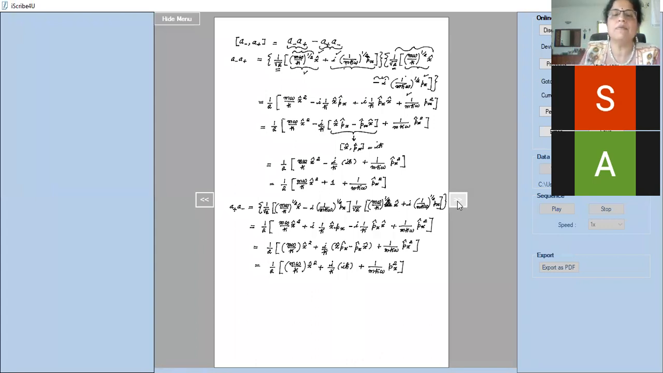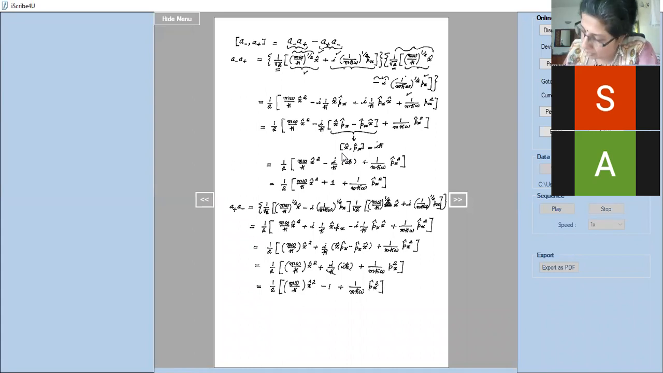So what will this give us? The central term is equal to half, and then we have m omega by h cross x square. Here we'll have h cross and h cross cancel each other out. We have an i square. i square is nothing but minus 1. So we'll get a minus 1 plus 1 upon m h cross omega px square.